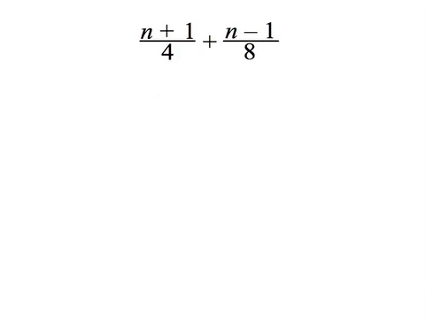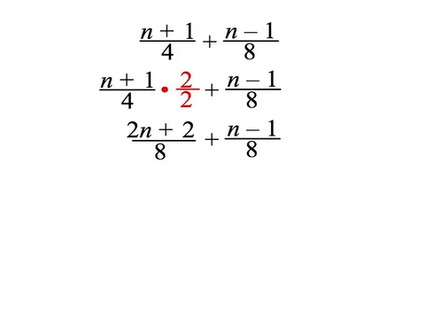Here's a brand new problem. The denominators are numerical. 4 goes into 8, so all we need to do is multiply the first fraction by 2 over 2 to get a common denominator. We apply the distributive property on the n plus 1 times the 2 to get 2n plus 2. Now we combine like terms. 2n plus n is 3n, and 2 minus 1 is 1.